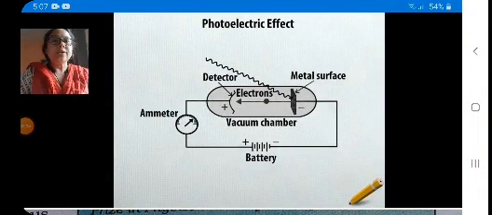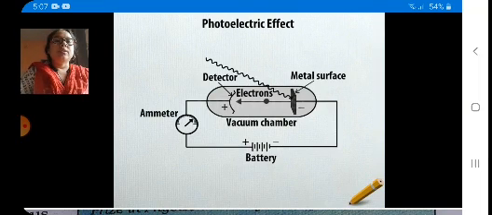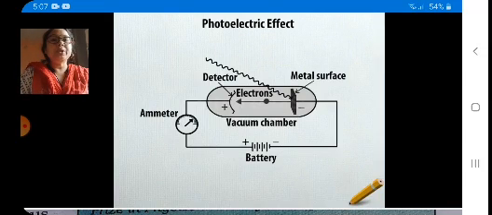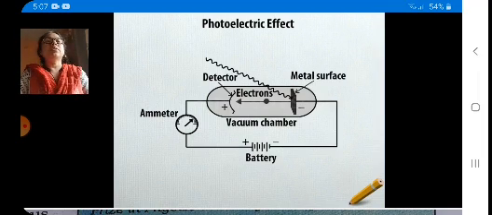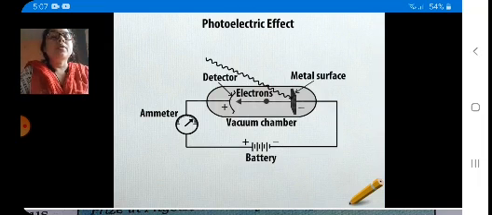As in the last lecture, I had explained how to draw the equipment to study photoelectric effects. I hope all of you learned how to draw it. So today I'm going to explain what is photoelectric effect.